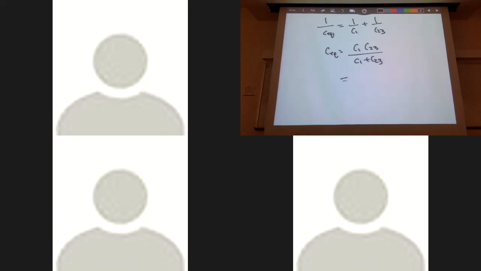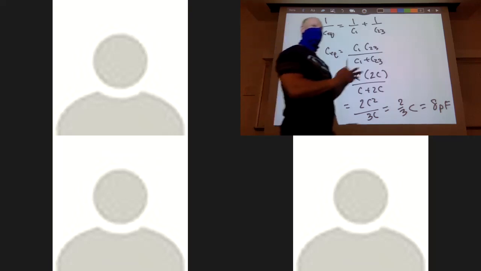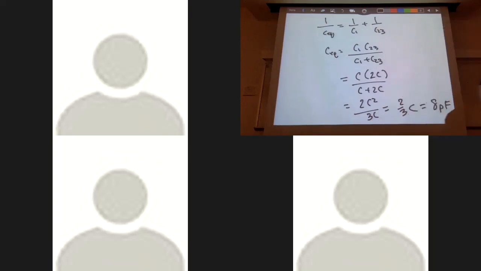Here we know C1 is simply C. We know C23 is 2C, divided by C plus 2C. So this is the same thing as 2C squared divided by 3C, which is the same thing as 2/3 of C. C was 12 picofarads, so this is equal to 8 picofarads. So my equivalent capacitor for this particular arrangement of capacitances is equal to 8 picofarads. 2/3 of 12 is 8.